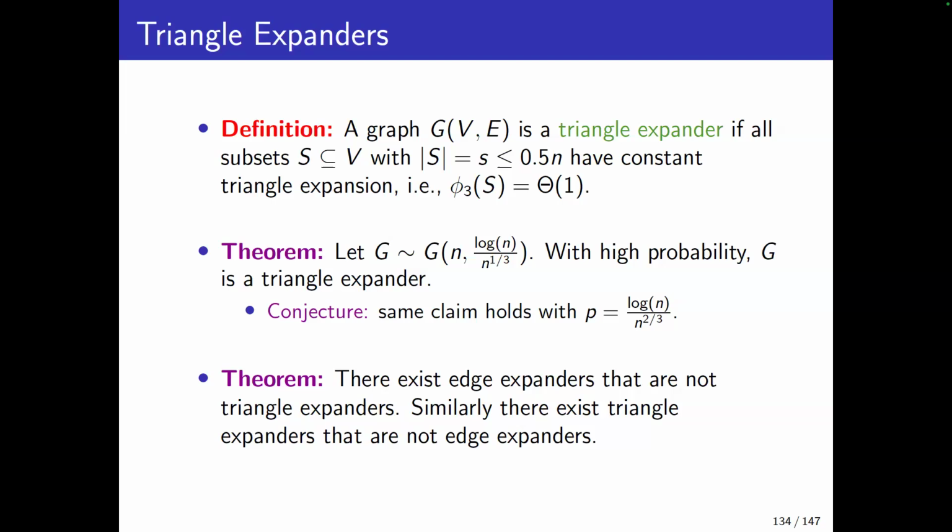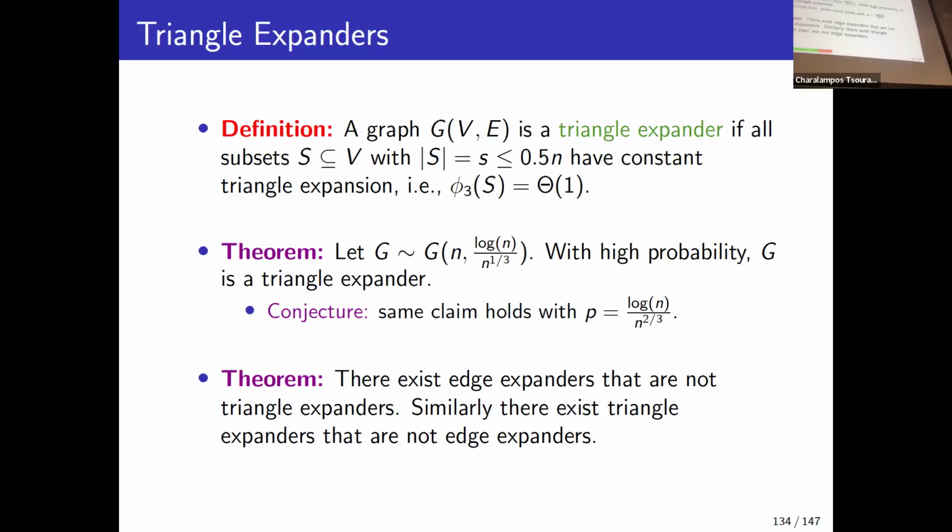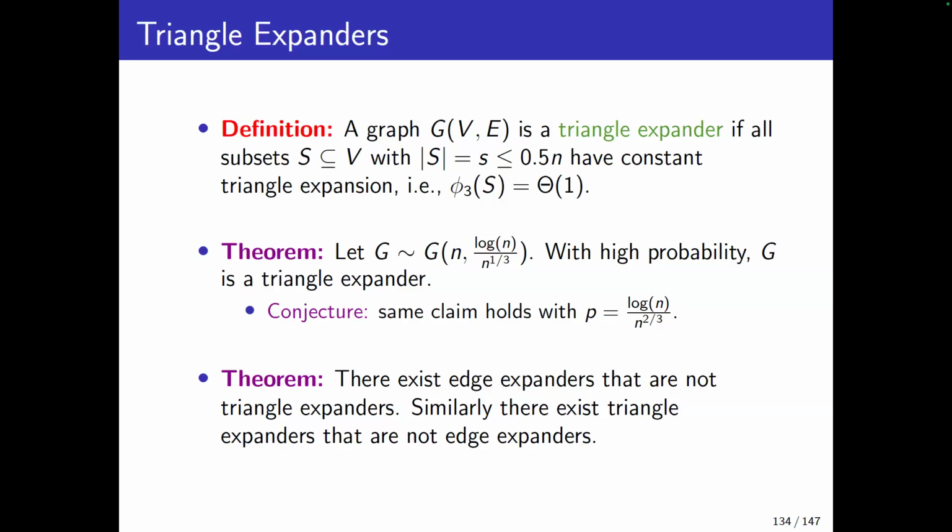As you grow those cliques in the barbell graph, the probability you will stay inside goes to 1 rather than leaving your set. So this is why you have this asymptotic notation. Now, if we take G and P and we set P to be log n divided by n to the 1/3, then we can prove with high probability that G is a triangle expander. And we have this conjecture that even if you set it to n to the 2/3, so you make the graph even sparser, this thing still holds.